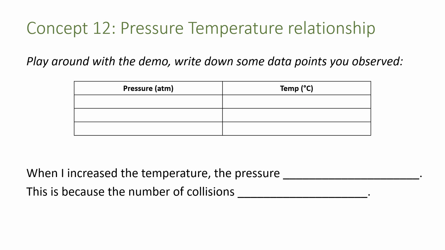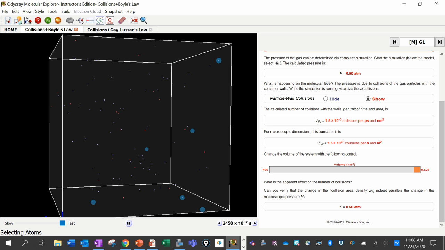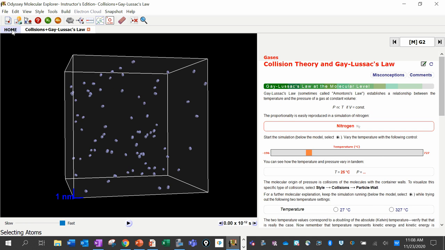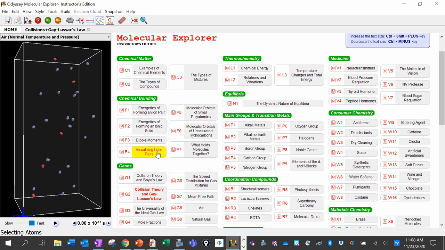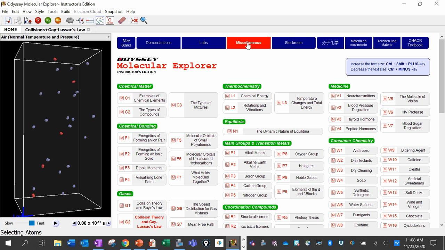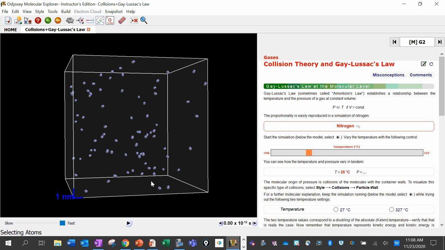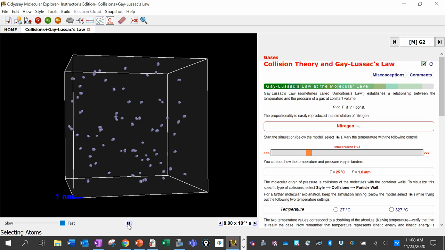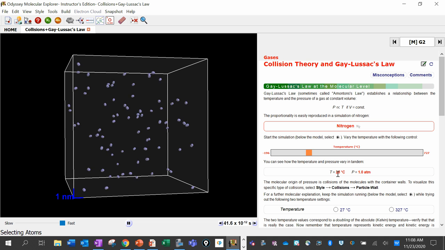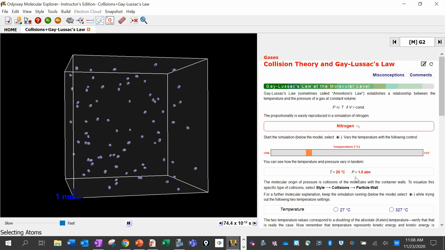Pressure temperature relationships. Let's go back to this demo. And again, I'm just showing this if you are having issues with Odyssey. Of course, if you are having issues with Odyssey, I want you to seek out some tech help here. But what we're looking for here, because you might be able to do this on your own, in miscellaneous, scroll down here to gases, and we're looking at this one, G2. And let's hit go here, and we can see we've got a temperature and a pressure.